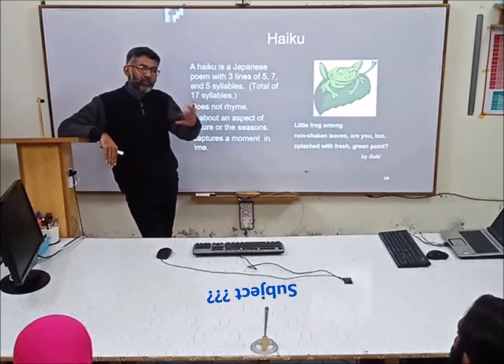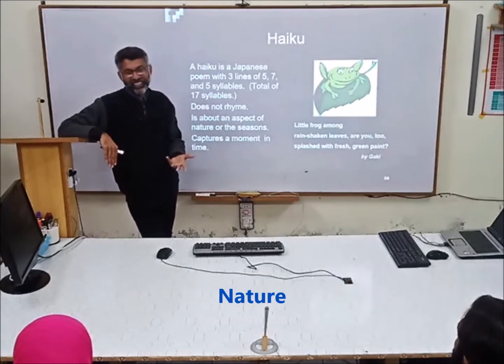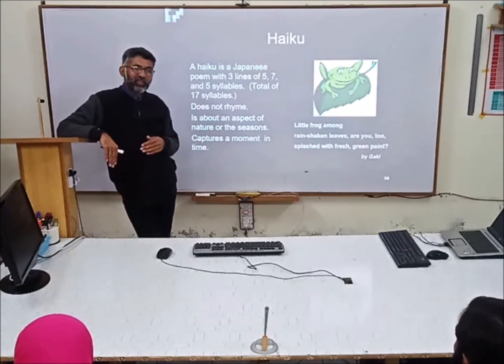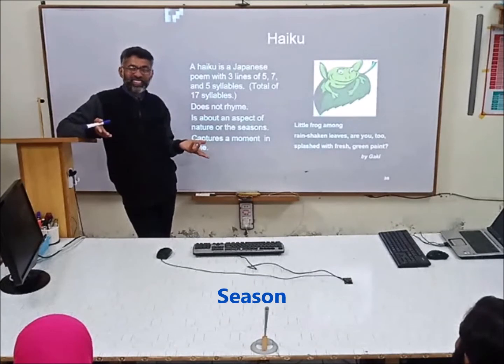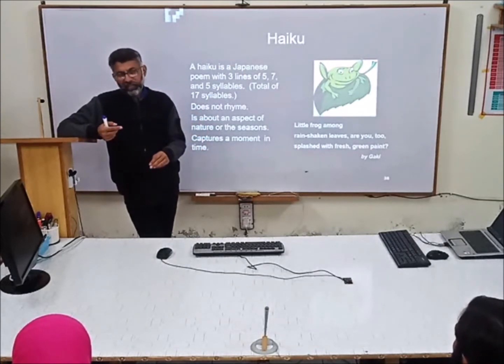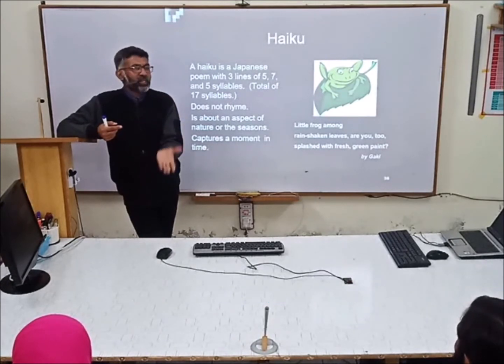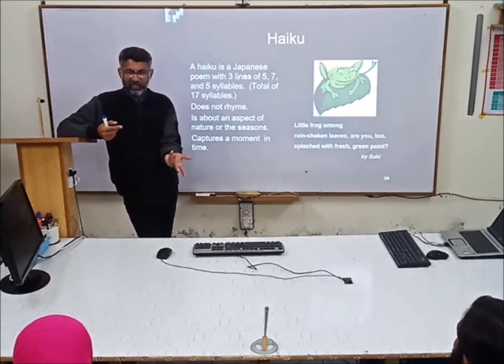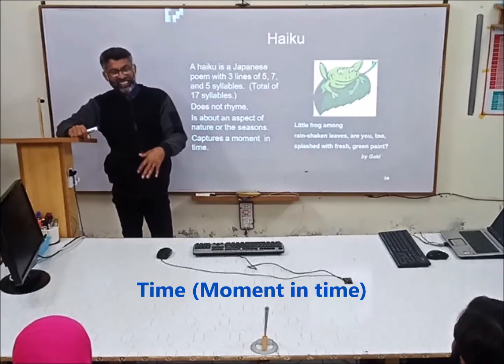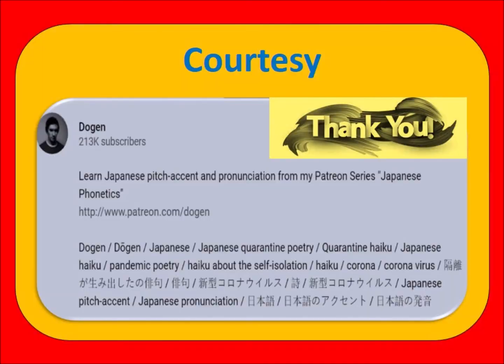What is the subject of haiku? Nature. It is written on the subject of nature, or it is written on the subject of season. So whenever haiku is there, we find 2 subjects. It shall be about some nature, or it shall be about some season. And it talks about time. It discusses time.